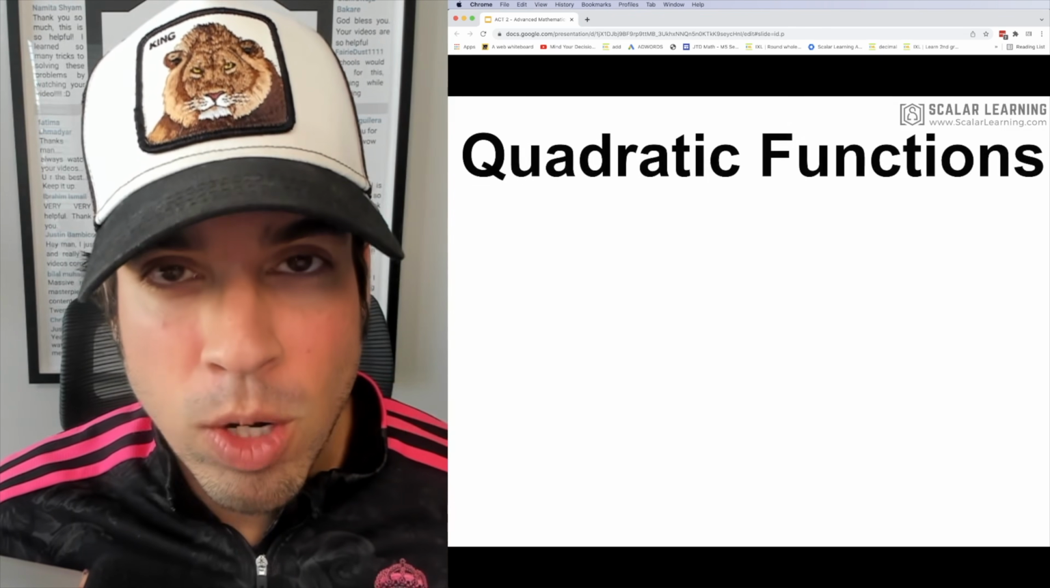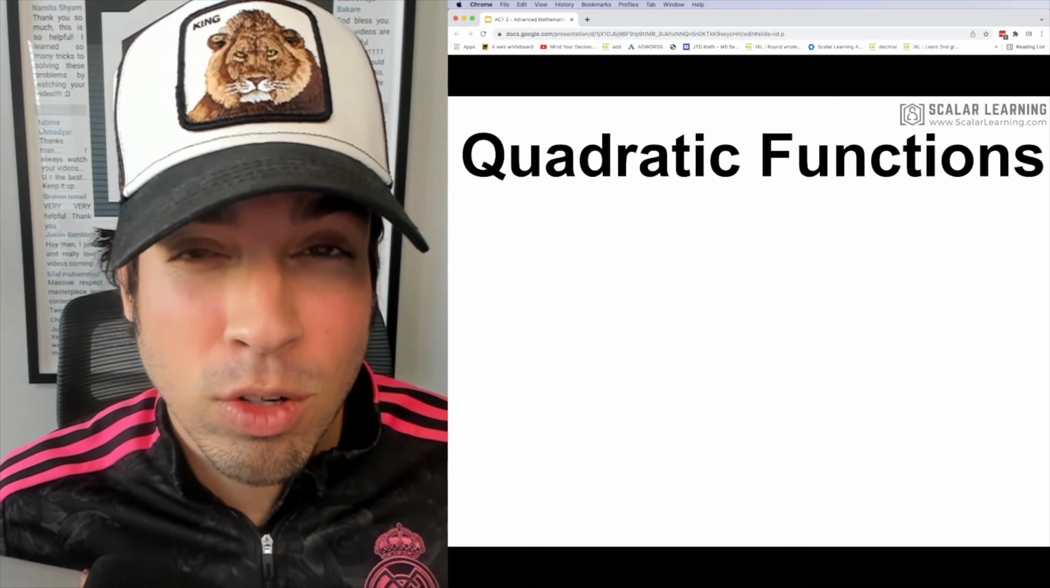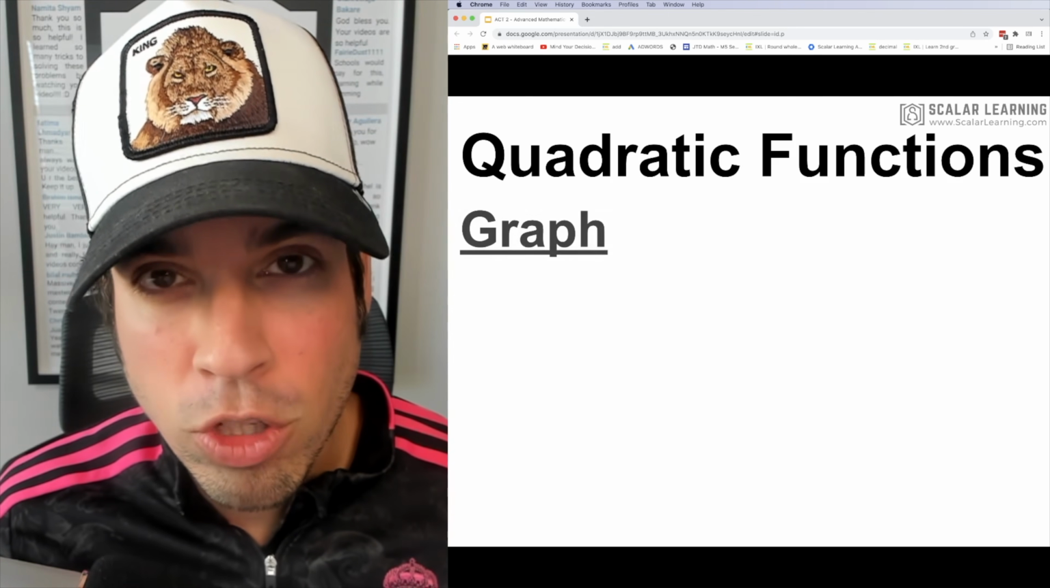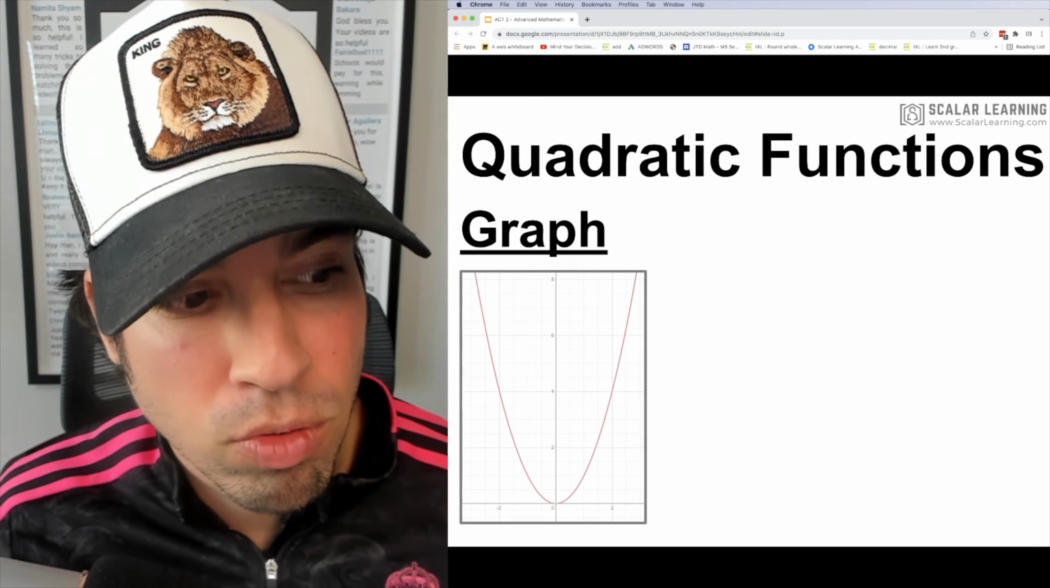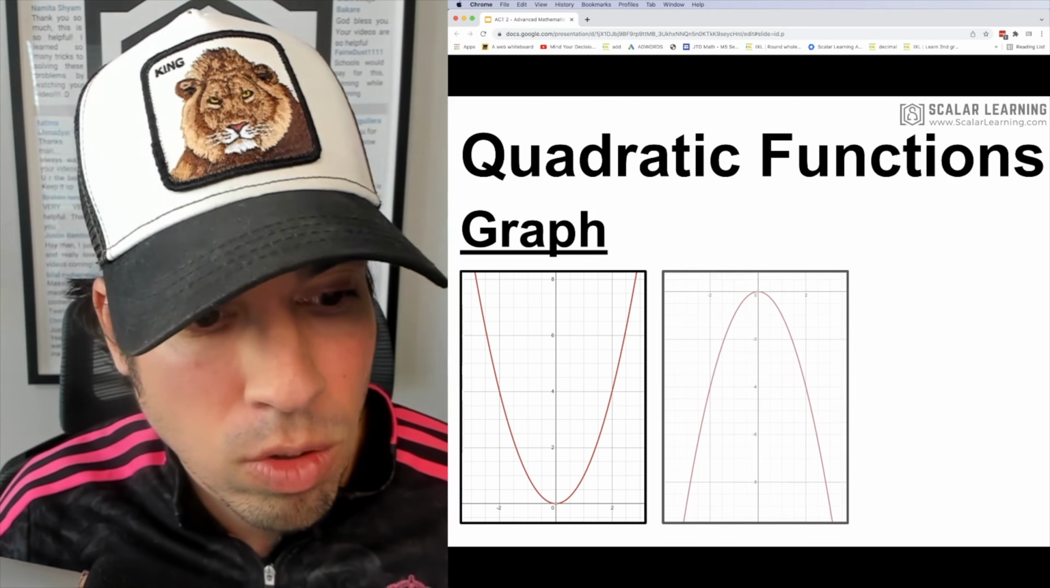So first, we're going to talk about quadratic functions. We're going to talk about what they are, what to look for in terms of the critical pieces of information you need to be able to extract. So the graph of a quadratic function is what we call a parabola. It looks like a U, and it can either go up like this or it can go down like this.